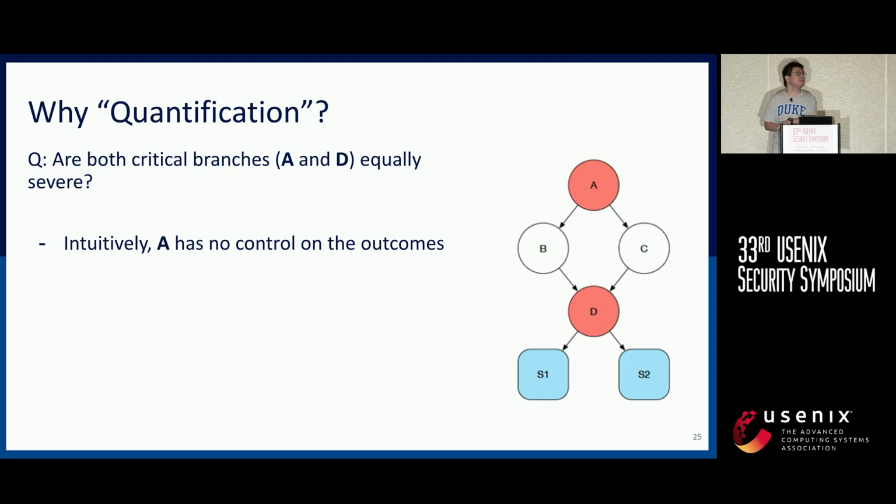In this example, we can see there are two critical branches, branch A and branch D. However, we want to ask this question. They are both critical, but are they equally severe? The intuitive answer seems to be no, since branch A actually doesn't have control of the outcome of this program. Whichever side A takes, either it goes to B or C, it eventually reaches D. So the outcome of A doesn't affect the outcome of this program.